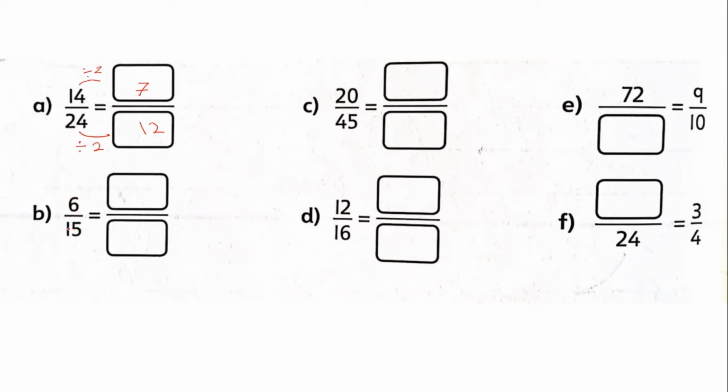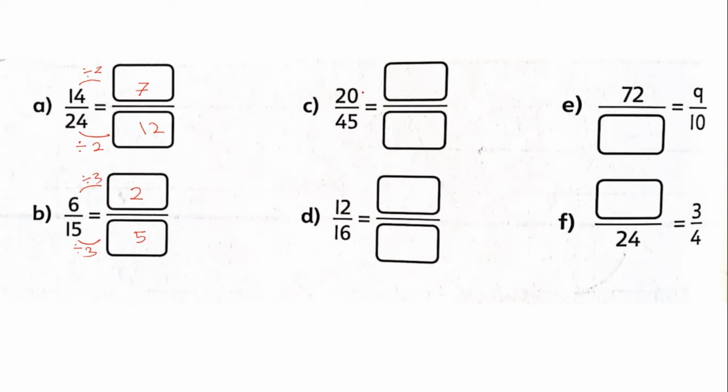We know that 6 and 15 can be divided by 3. We divide the number by 3. 6 divided by 3 is 2, and then 15 divided by 3 is 5. So the answer is 2 over 5.